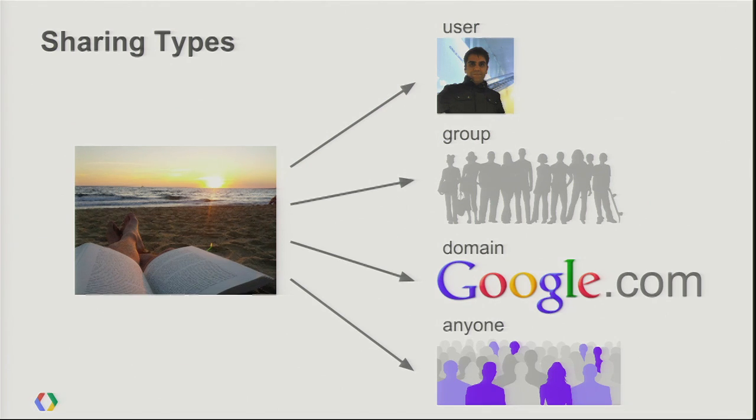If I'd like to share it with this group of people that dress up as silhouettes, I can share it with a group. If I want to show off to my coworkers and say, hey, I'm not really working, but you guys are, then I can share it with a domain. Or if I just want to completely make it public, since this is such a gorgeous photo, then I can just set it to anyone.